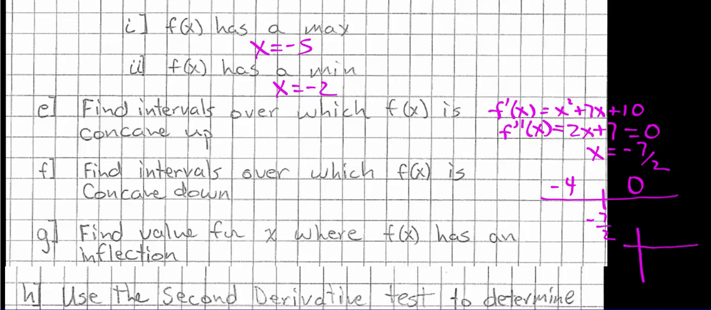So I've got -4 and 0, and I want to plug those into 2x plus 7. Now, if I plug in a -4, I get a negative, right? If I plug in a 0, I get a positive. So where is it concave up? Well, from -7/2 to infinity. See, right here. Where is it concave down? From -infinity to -7/2.